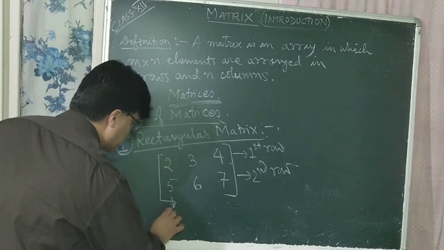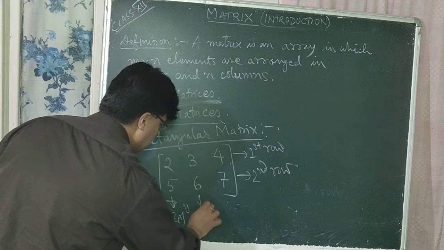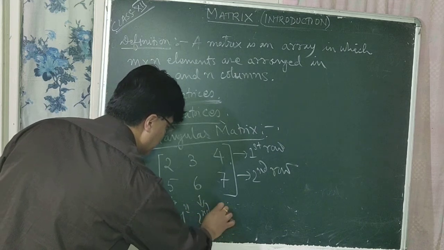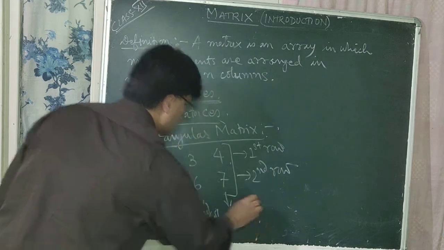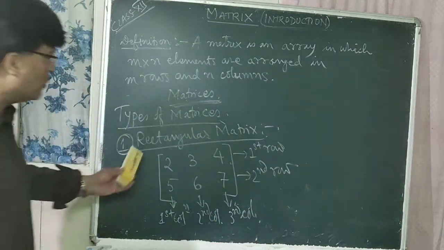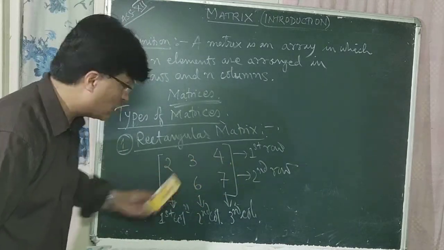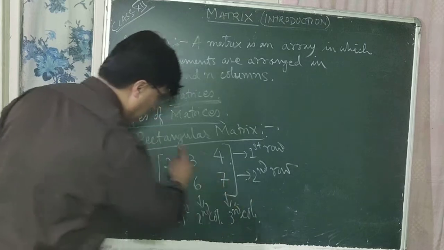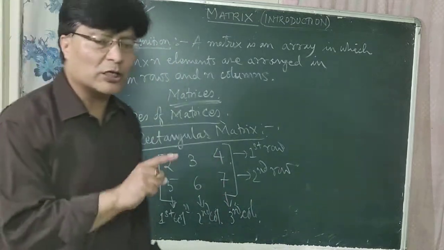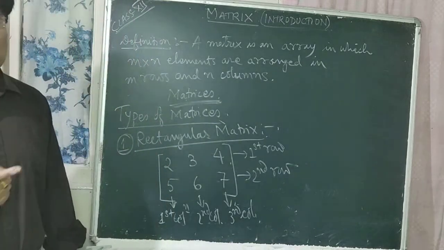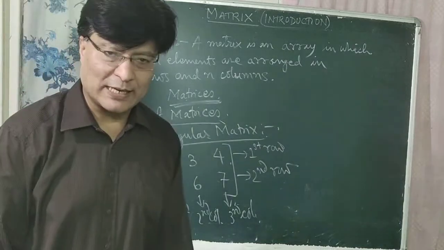This is the first column, this is your second column, and this is your third column. So how many rows and how many columns are there? 2 rows and 3 columns. So in this case, the number of rows is not equal to the number of columns. This type of matrix is known as a rectangular matrix.